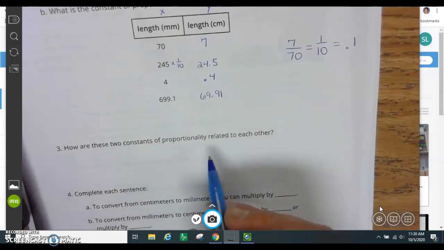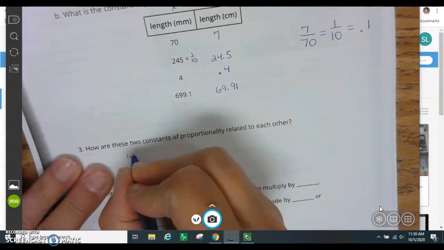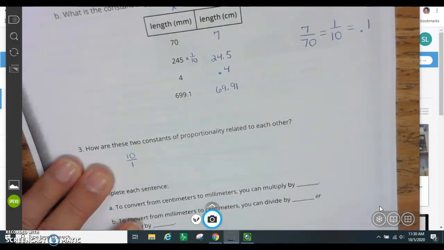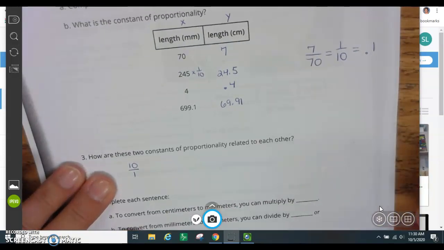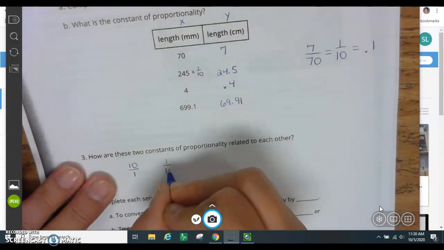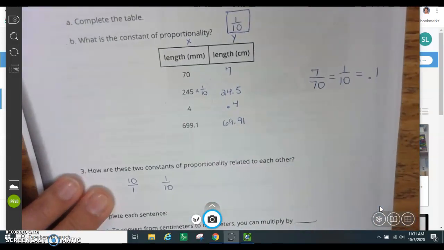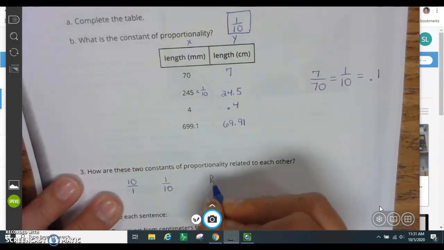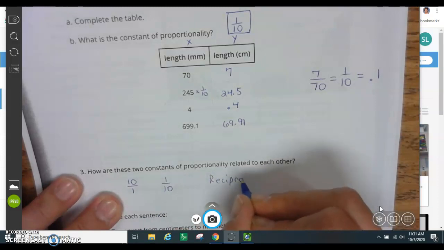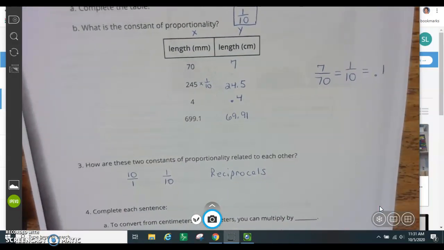So, how are the two constants of proportionality related to each other? Well, the first one was 10 over 1 when we go from centimeters to millimeters. But when we go from millimeters to centimeters, it was 1 over 10. 1/10 up here. Let's write it in so that we have it up there, the constant. Okay, so 10, 1, and 1/10, what's the word for these? We talked about this before. These are reciprocals. They're just flipped numbers.